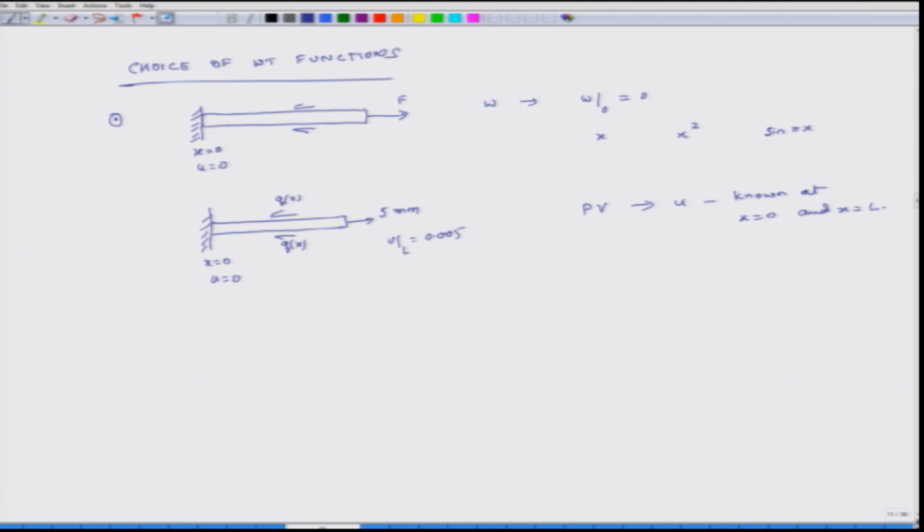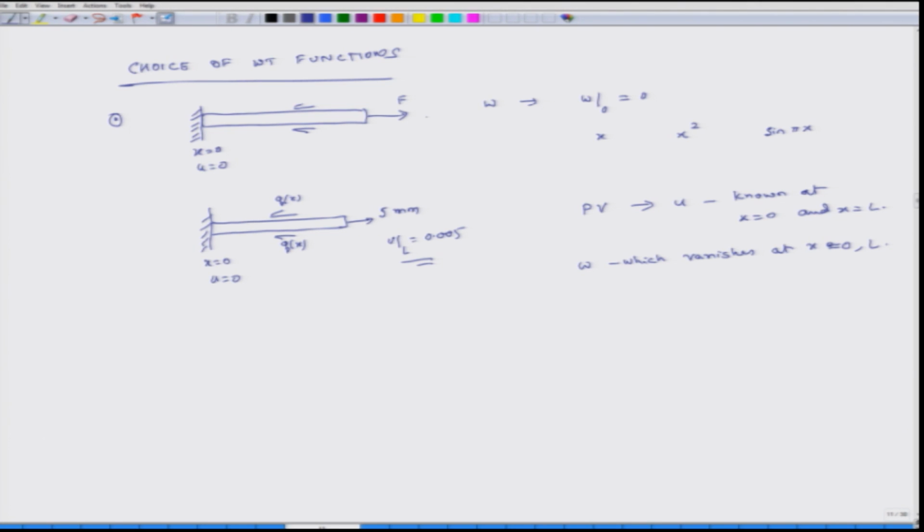So, if u is known at both x is equal to 0 and x is equal to L, then I have to choose w which vanishes at both ends. Okay. It has to be 0 at both ends. W should be such that it is 0 at both ends. It could be any function, but it has to meet this, because u is known, even though u is non-zero at x is equal to L, my choice of w has to be such that it should be 0.